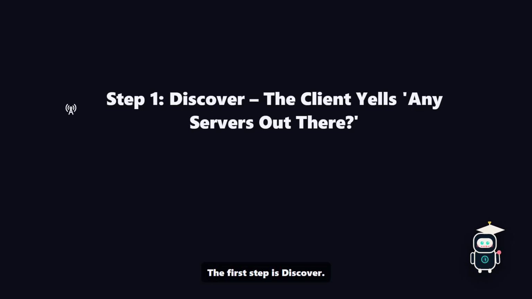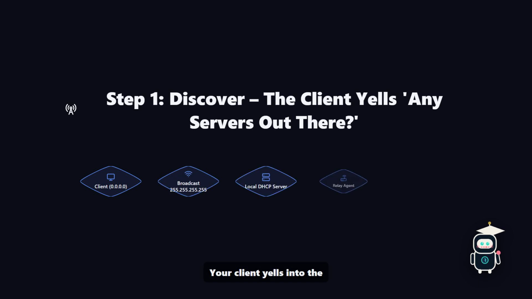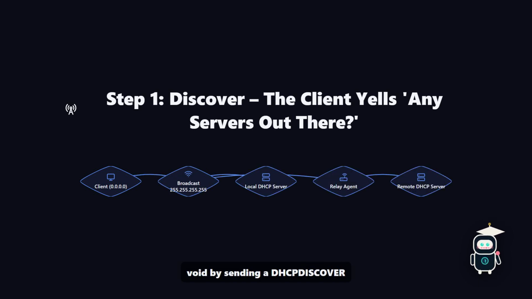The first step is Discover. Your client yells into the void by sending a DHCP Discover packet with source IP 0.0.0.0, since it doesn't have an address yet, and destination 255.255.255.255, the broadcast address that reaches every device on the local subnet. It uses a UDP broadcast on the well-known DHCP server port. Every DHCP server on that subnet picks up the broadcast.